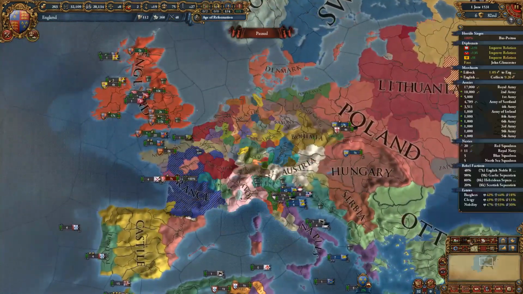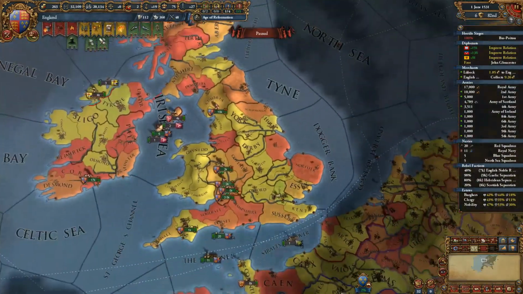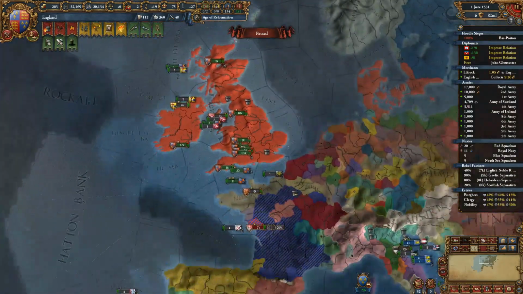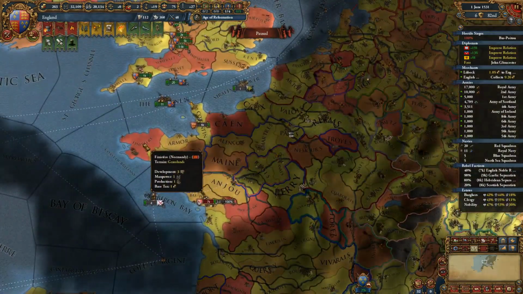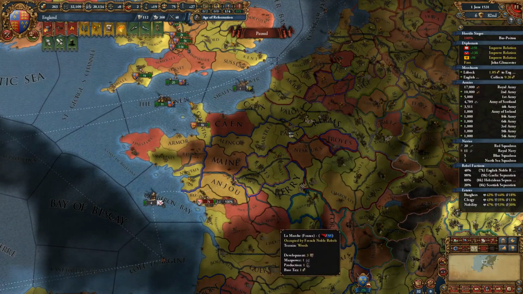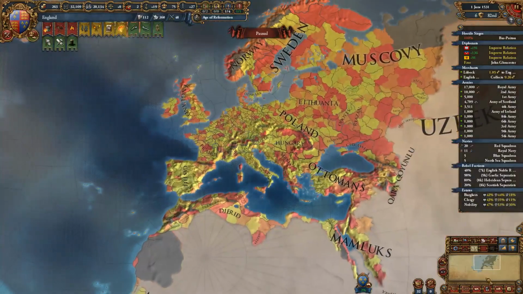In Europe, we can see England has, as I said, managed to sit on their island and grow quite a bit larger. France, on the other hand, is not doing so well, and a lot of their provinces are in fact at 3 development, so a lot of their provinces have suffered quite significant devastation.